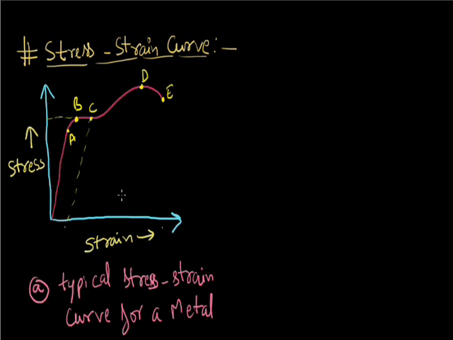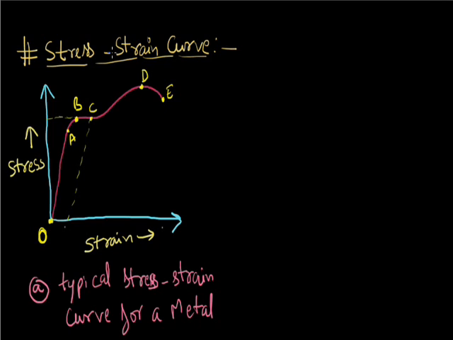From O to A we have a linear curve. The point O is the origin. Here Hooke's law is obeyed. So the body will remain under stress, and when we remove the stress, the body regains its original dimensions.